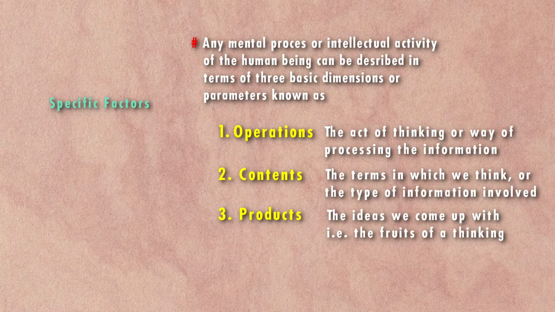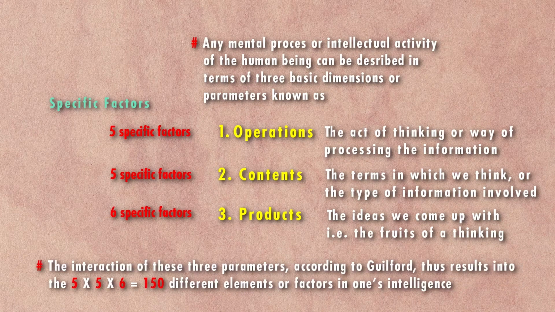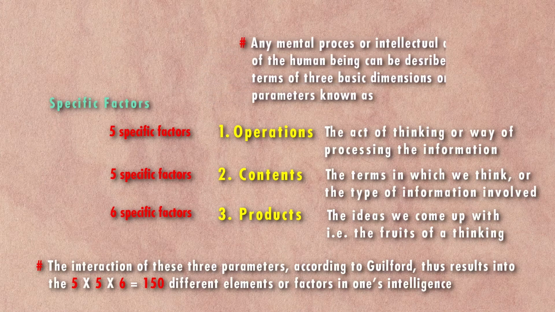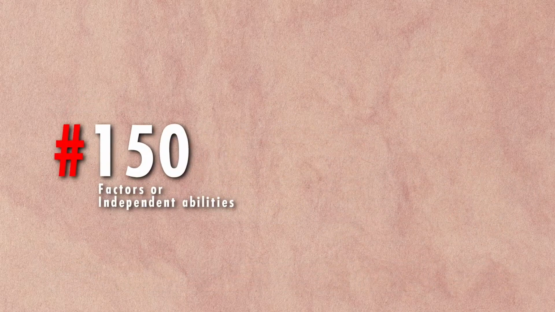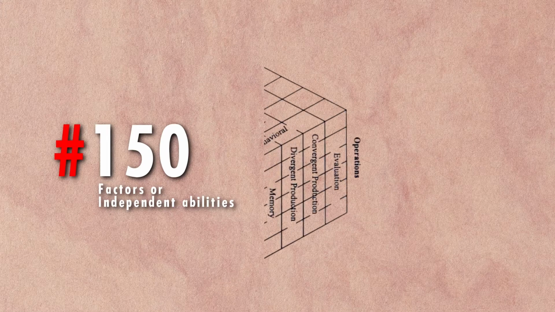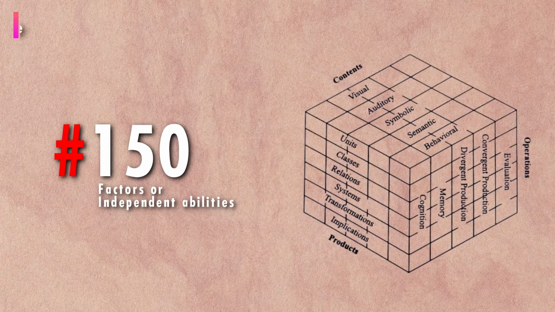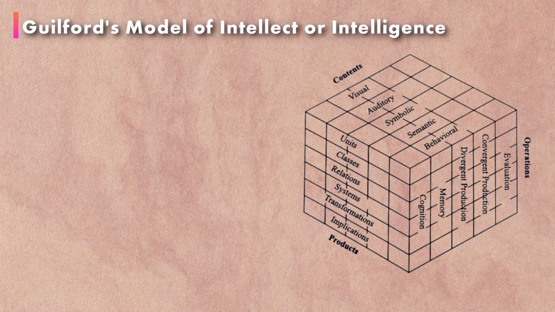As a result, operations may be subdivided into 5 specific factors, contents into 5 and products into 6. The product of these 3 parameters, according to Guilford, is 5 times 5 times 6, that is 150 different elements or factors in one's intelligence. These 150 factors or independent abilities of human beings, along with the basic parameters and their divisions, can be represented through a model. The model is named after Guilford: the model of intellect or intelligence.